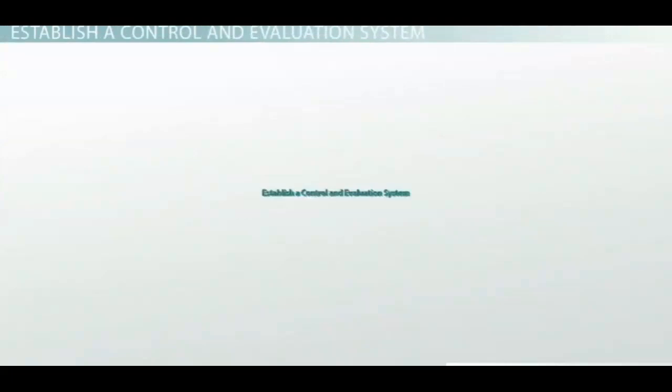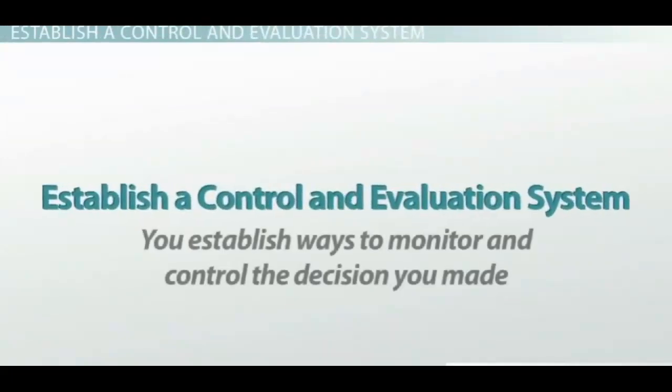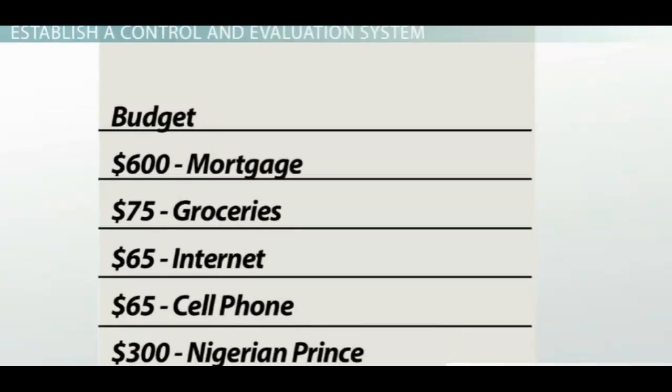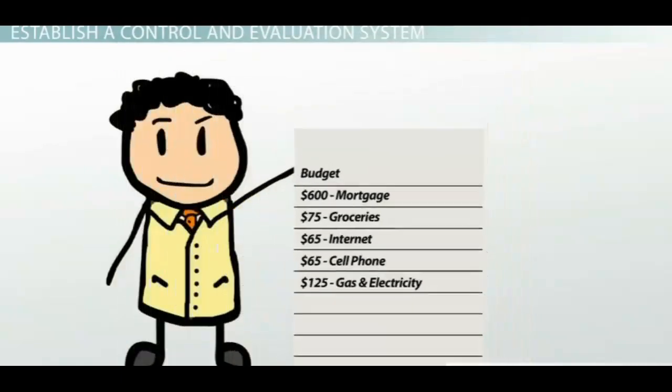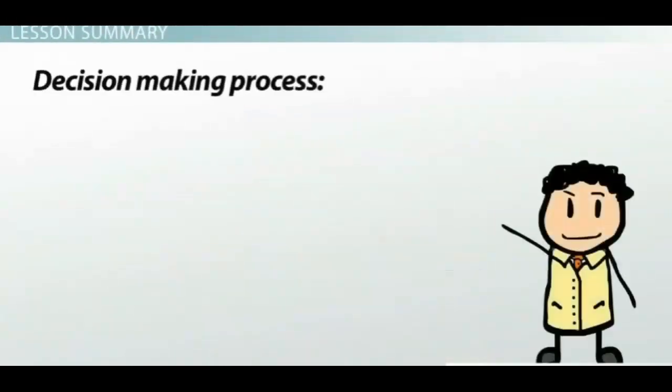It is important to establish a control and evaluation system for your decision. In this step, you establish ways to monitor and control the decision you made. For our example, the best way to do this is to set up a budget that includes the higher mortgage payment. Take out or reduce some of your expenses and regularly analyze if you are staying within the budget you developed. You would develop controls, a budget, and an evaluation system, such as a weekly review of the budget to see if your decision is working.